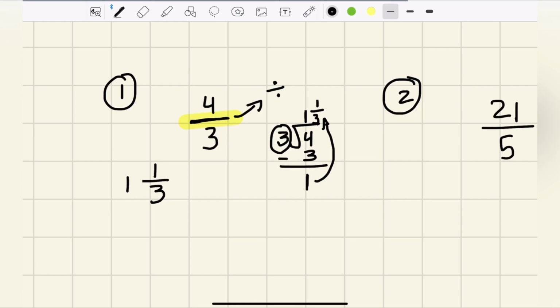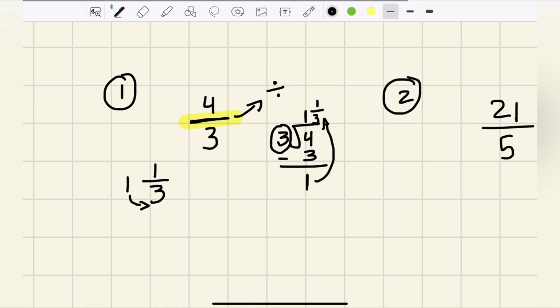1 1/3. And how do you check if this is correct? Well, you multiply the whole number by the denominator, and you add the numerator. So 1 times 3 is 3, plus 1, this one up on top, is 4. 4/3. The denominator always stays the same. You can't change it, by the way. There you go. So we got it right.